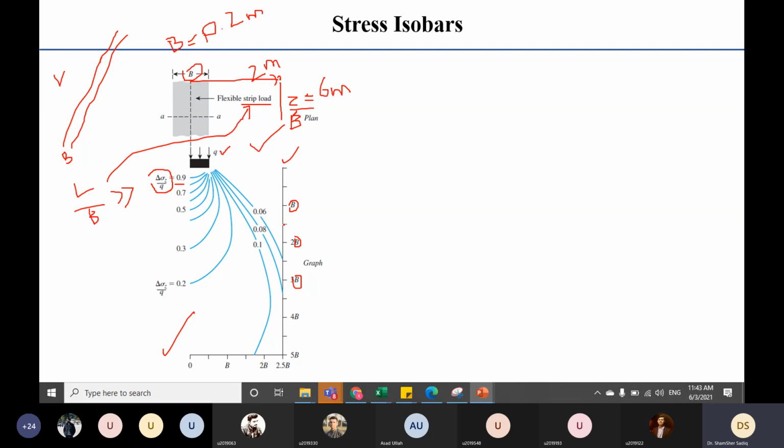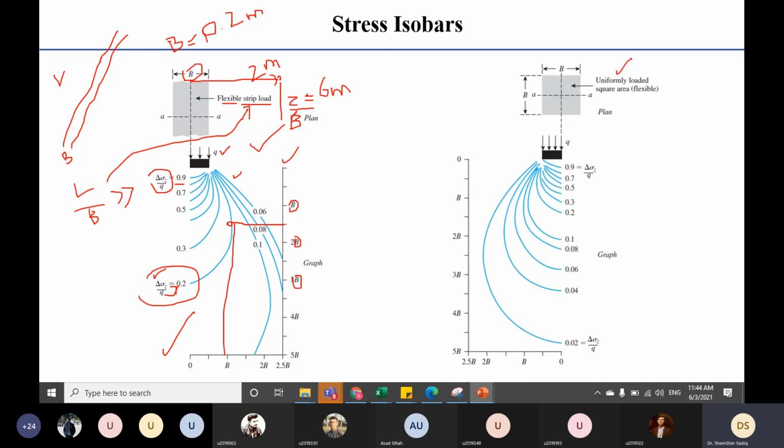So suppose this is one point, this is another point. This is how you will select the stress contour, and you will multiply q with 0.2 and it will give you the added stress component. It means that for whichever footing you have, its stress isobar will be given. It will be more clear when we solve the numerical examples. Let's see the UDL. This is a uniformly distributed load. Similarly it has a y-axis and an x-axis, its width is b, and you have to read the stress contour and multiply it with q to calculate the added stress component.